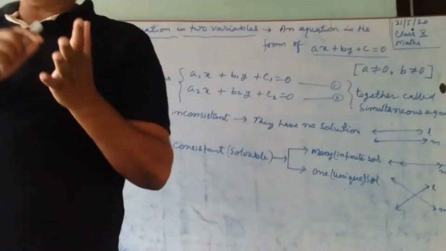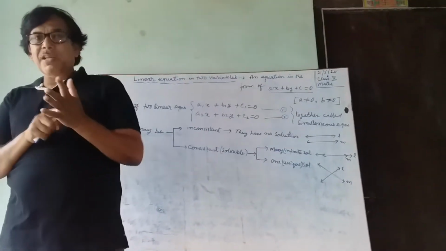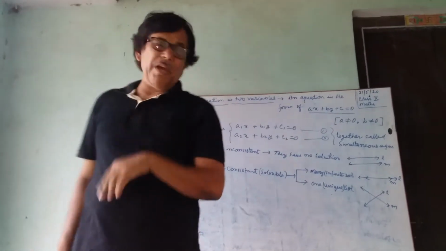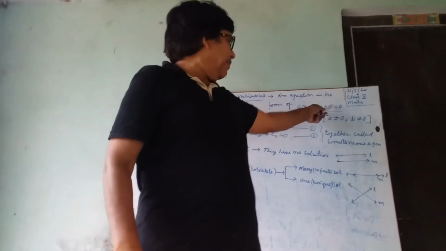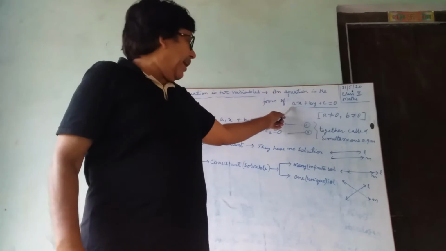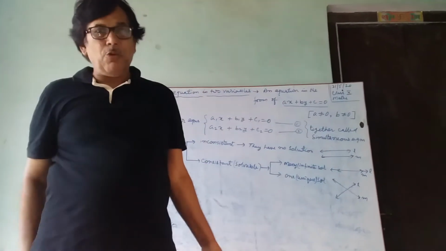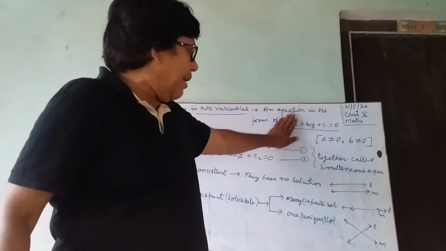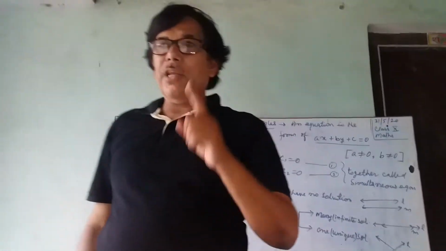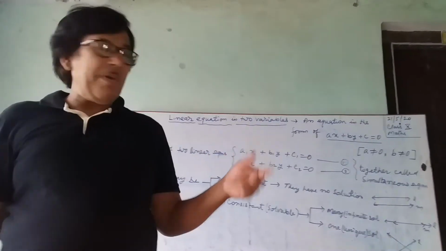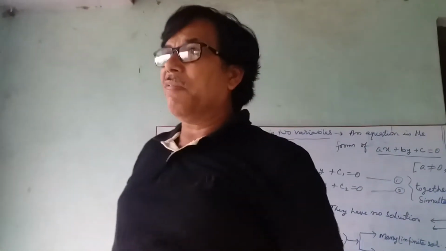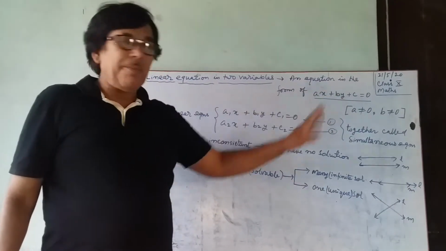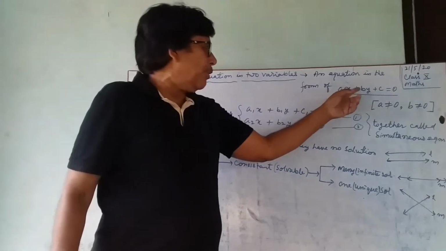An equation in the form of ax plus by plus c equal to 0 is a linear equation in two variables. Here ax plus by plus c is equal to 0, where a cannot be 0, b cannot be 0, c may be 0, may not be 0. Why is a not 0? If we take a equal to 0, this term will become 0 and it will not be an equation in two variables, but it will be an equation in one variable or simple equation. The same thing happens if we take b equal to 0. Therefore, neither a equal to 0 nor b equal to 0.